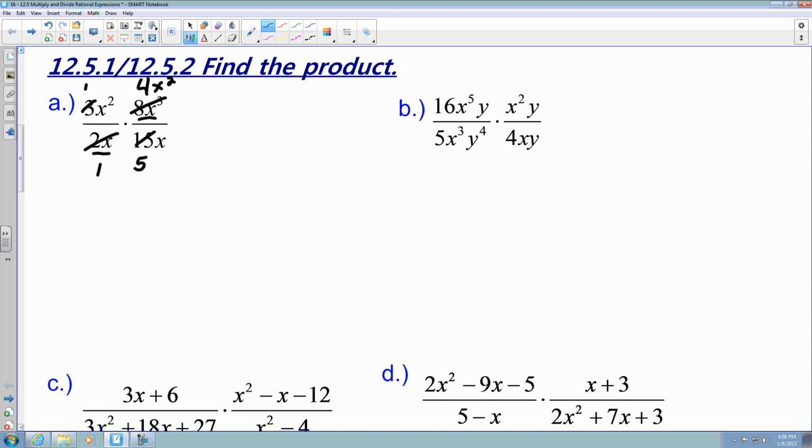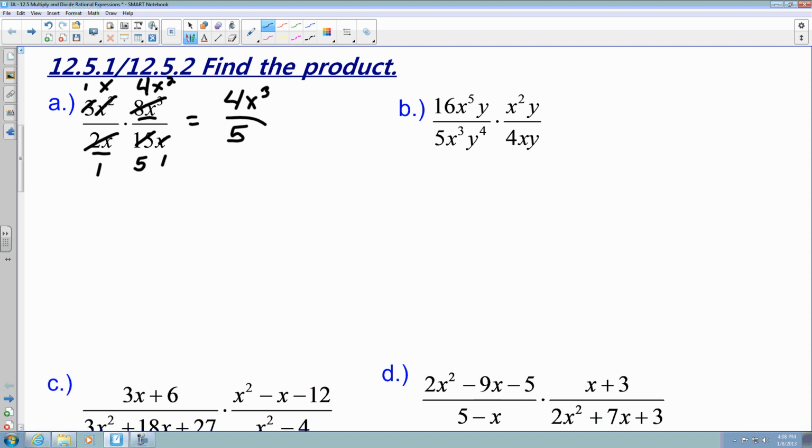Now I have x squared over x. If I were to take x over x, I'd get 1. If I had x squared over x, I would just be left with x. That's all the canceling I can do. So then I just multiply across the numerator, which gives me x times 4x squared, which leaves me with x to the third divided by 5.